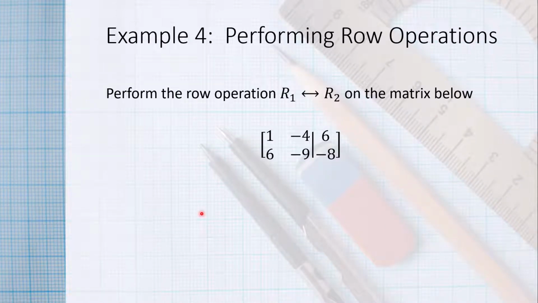And here we go. Okay, here we want to perform the operation switching row 1 with row 2. That's specifically what this means. We want to take row 1 and row 2, and we want to swap them. And if we do, then our new matrix is going to be 6, -9, -8, 1, -4, 6, vertical line.